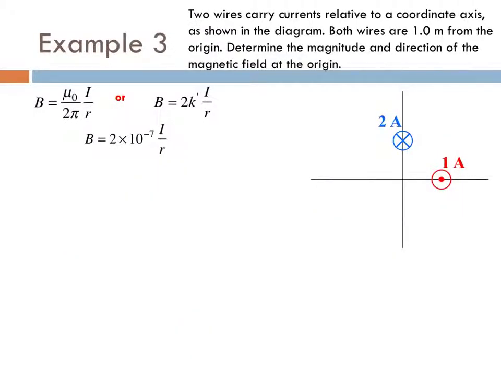Here we're looking at 2 wires. Again, both of these wires represent currents that are coming either toward you or away from you. So starting with the blue wire, this blue wire is going away from you, so that means that this one produces a magnetic field going clockwise. So at the origin, the magnetic field is tangent to that circle.